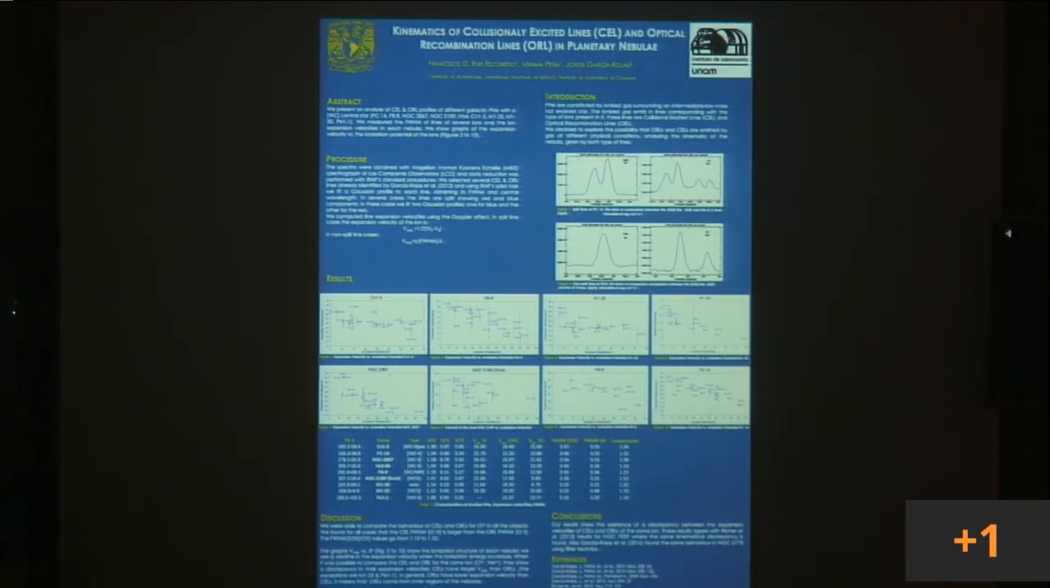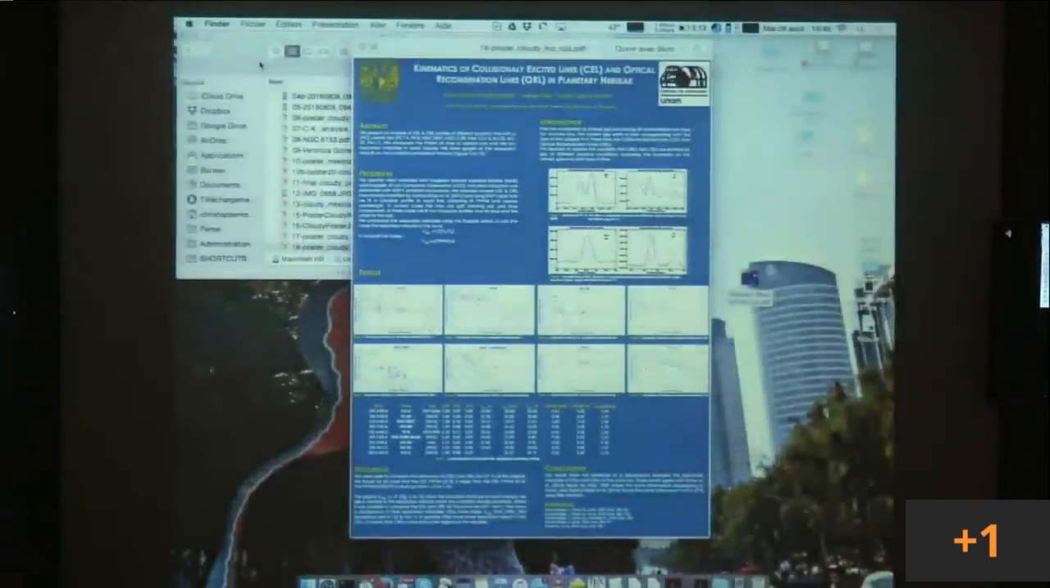We analyzed the spectrum of this nebula, and we are finding an ionization structure between the S's and the O's, and we are finding a discrepancy between the kinematics of the oxygen 3 forbidden line and the oxygen 2 recombination lines. We use high-resolution spectra, and we made the graphs between the ionization potential and the expansion velocity.